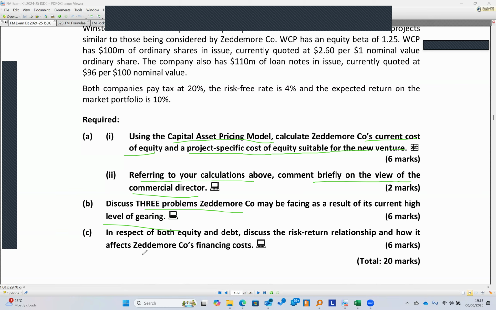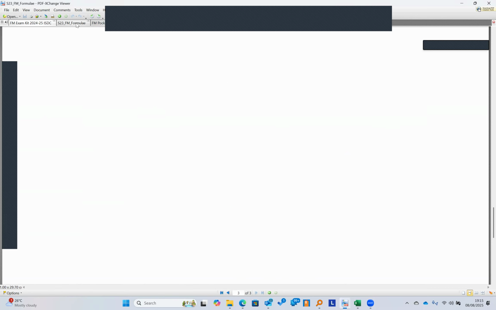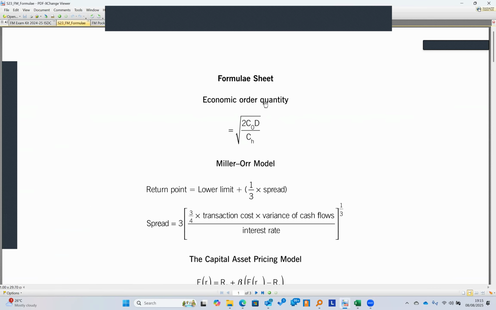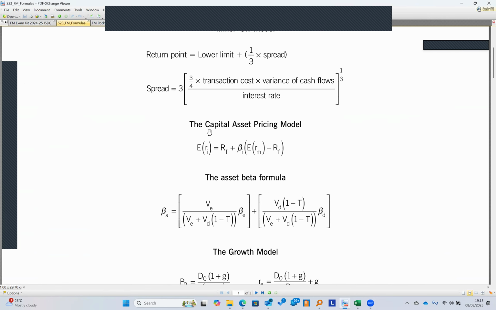And some of these things are going to be a little bit similar to what we have seen before. But I've chosen this question because of the capital asset pricing model, because it's one of those that tend to show up also. As you can see in the formula sheet, we have the formula right here. So at least we shall be just figuring out how to use it, but the formula is given to us.